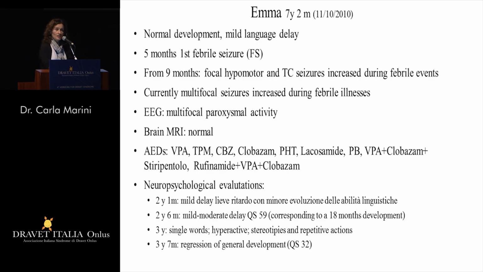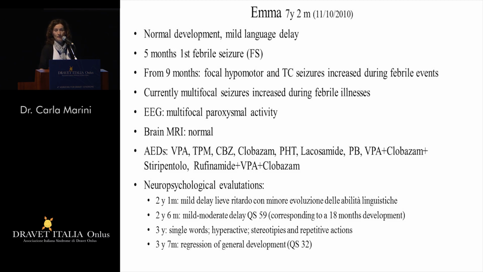Let me tell you the story of another patient. This is Emma. Emma developed a seizure at the age of 5 months. The first one was like a classical febrile seizure. And from 9 months, following this first febrile seizure, she developed focal, hypomotor, and tonic-clonic seizures, frequently occurring during febrile illnesses.